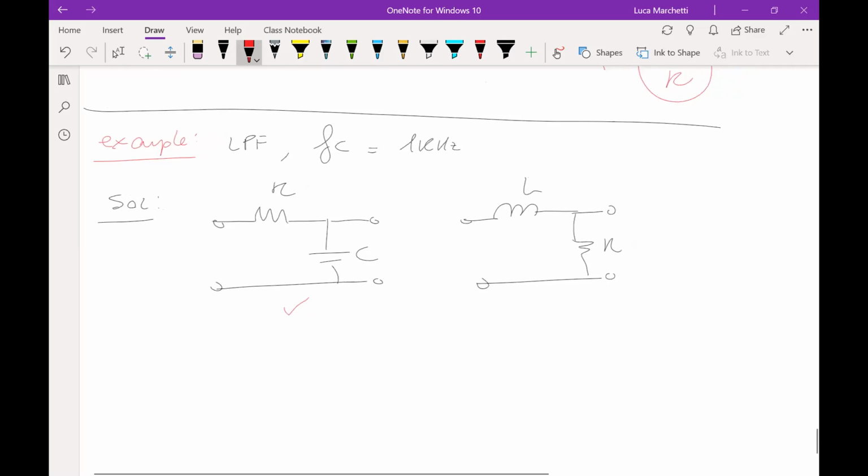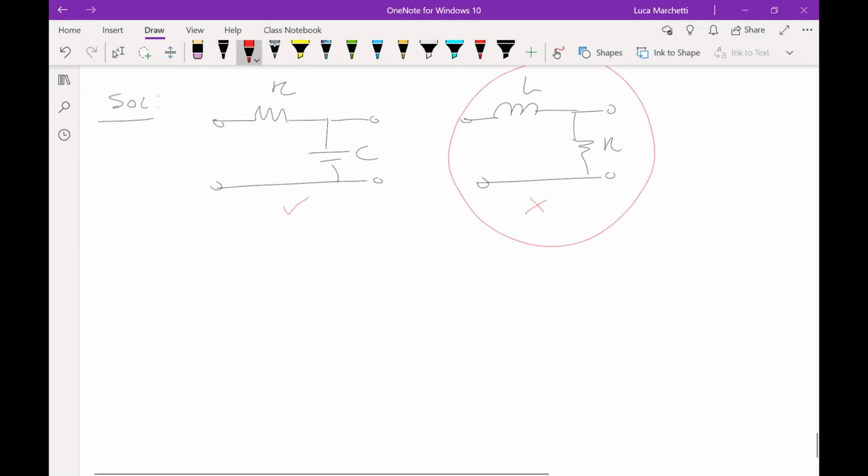But LR circuits are also used in particular applications, which I'm not going through here, for example in a laptop power supply, but for some other more advanced reason that I'm not going to introduce here. The main reason why we prefer RC is because the dimensions are smaller.